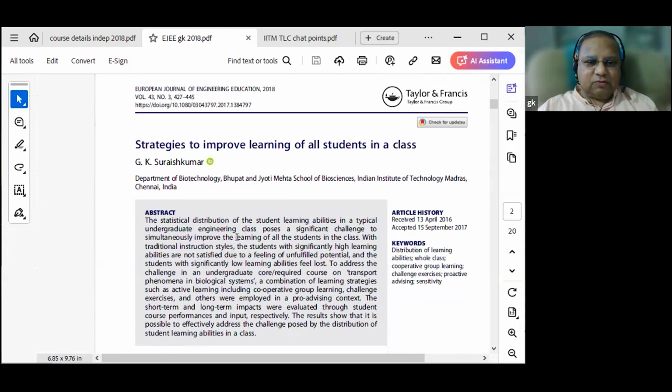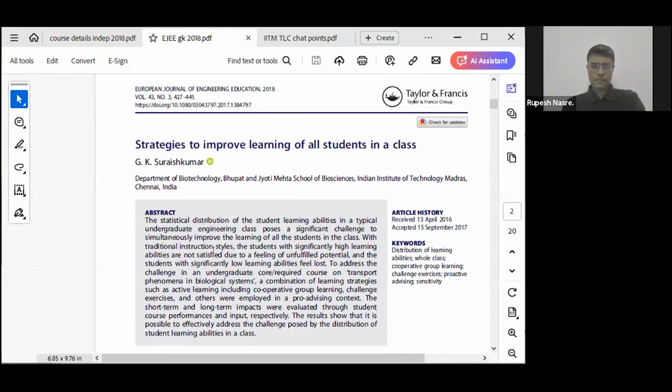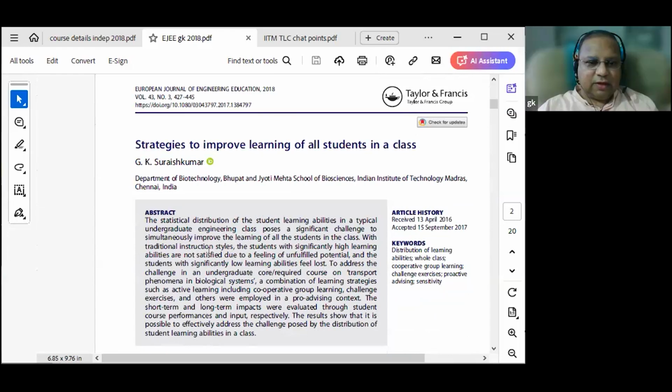The statistical distribution of the student learning abilities in a typical undergraduate engineering class poses a significant challenge to simultaneously improve the learning of all students in the class. With traditional instruction styles, the students with significantly high learning abilities are not satisfied due to a feeling of unfulfilled potential, and the students with significantly low learning abilities feel lost. To address the challenge in an undergraduate core course on transport phenomena in biological systems, a combination of learning strategies such as active learning, including cooperative group learning, challenge exercises, and others were employed in a pro-advising context.